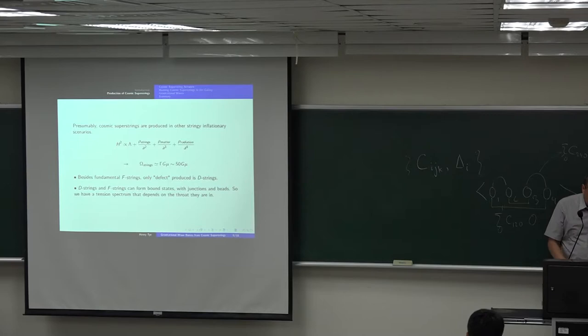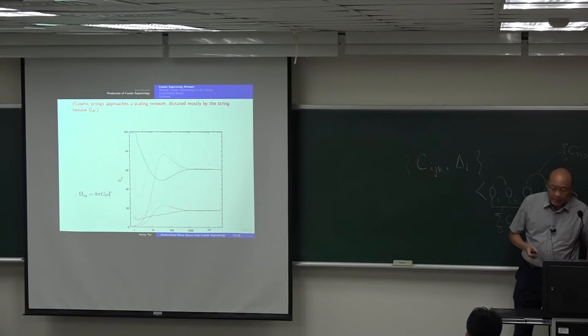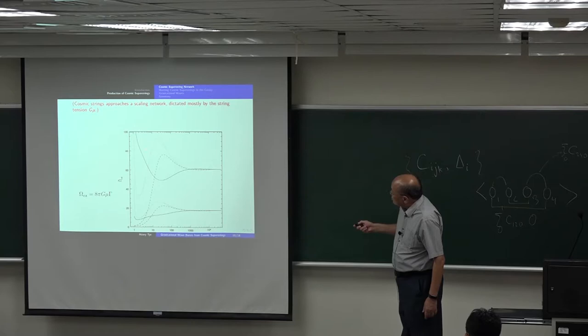Now, because of this property, even if you produce only a little bit, it will approach scaling. So here I indicate the following. I give three scenarios: one is a solid line, one is dashed, one is dotted. How much do they produce initially? This is the total strings produced initially, and this is one particular component, where I actually put D strings in as that much. So we take the solid line.